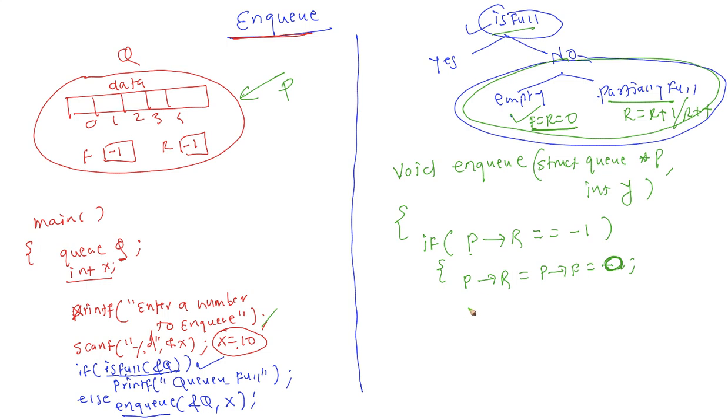And then go to the data array, p arrow data. We want to access the data array now, right? So the data array is inside the structure pointed to by this p. So p arrow data. And in which location in the data array? The r location. Here r is 0, but I don't want to use 0 directly. I want to get the value of r. I want to retrieve this value of r. That means I want to retrieve this 0.